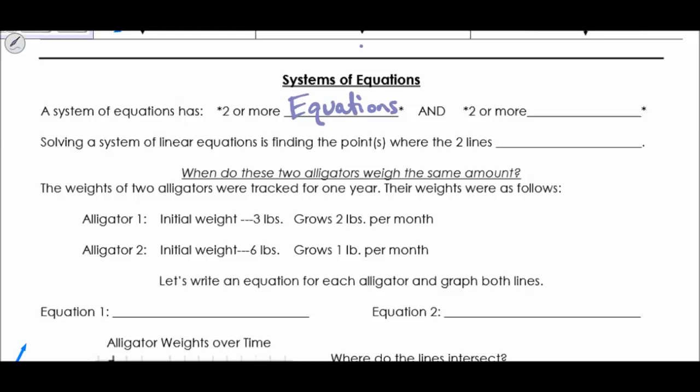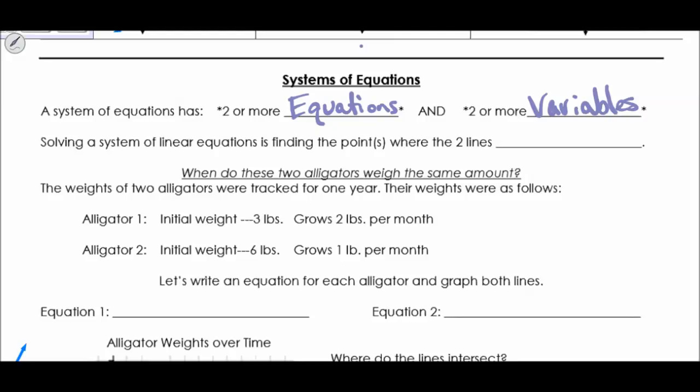Instead of just dealing with one equation at a time, we're going to be dealing with more than one equation. And there's going to be more than one variable. Two or more variables. That part's not new. We've had two or more variables in all of these equations. We've had an x and a y. That's going to stay the same. We just have more than one equation to deal with.